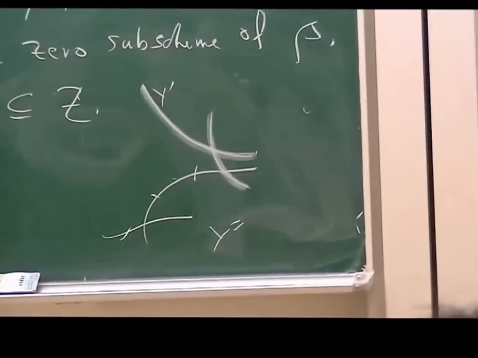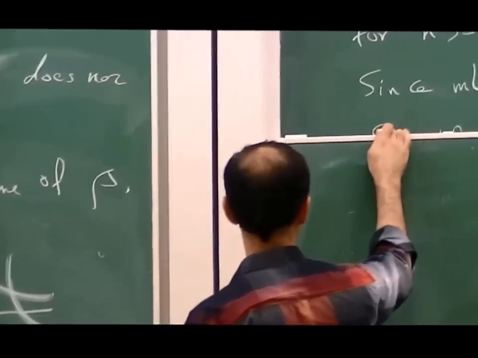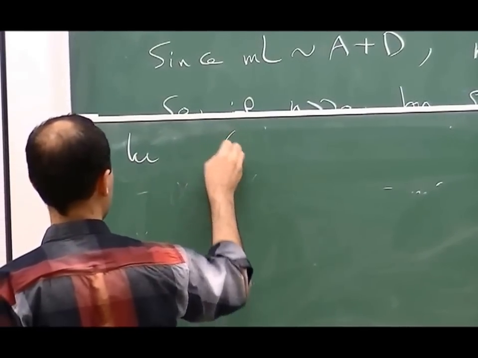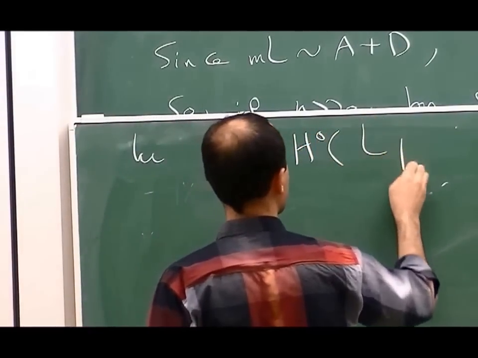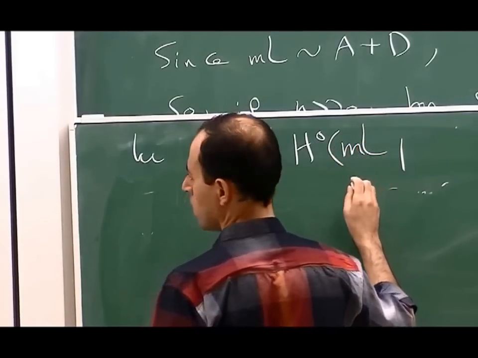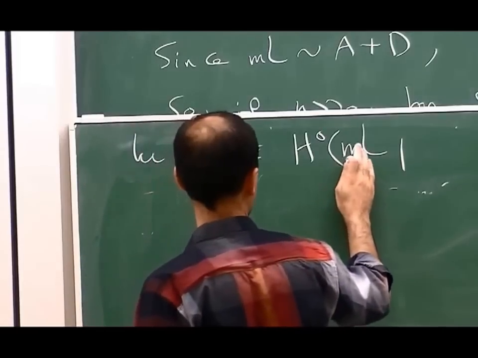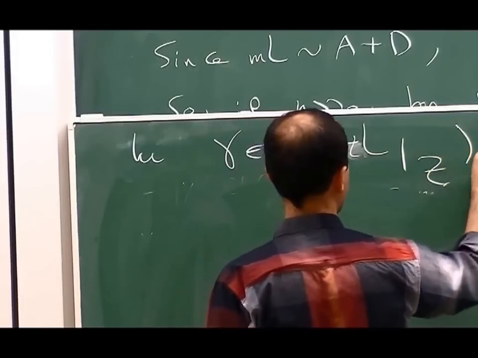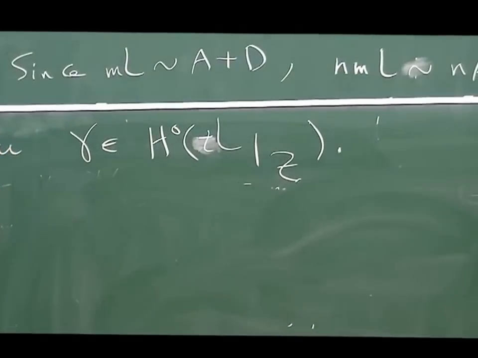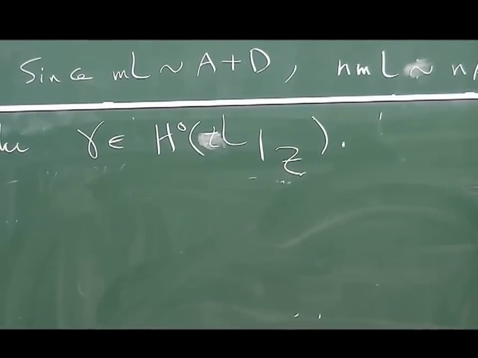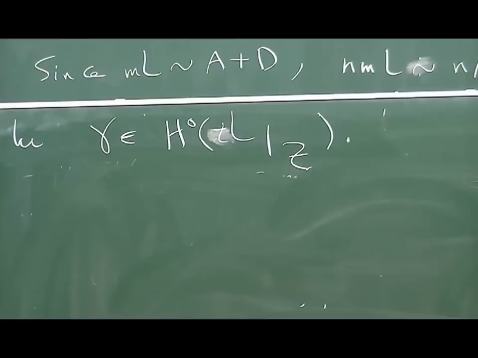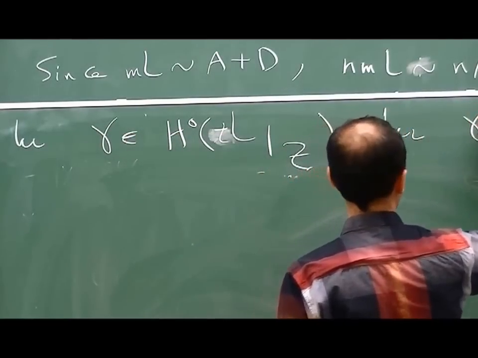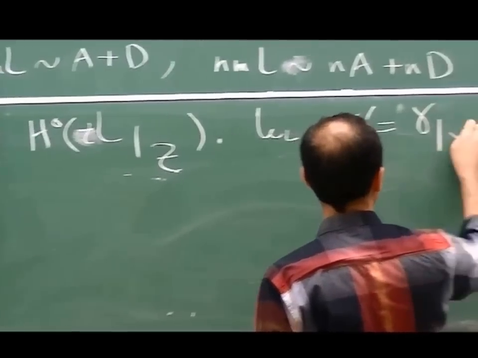Okay, so we know that L restricted to Z is semi-ample, then let's take some section, let's say gamma, of L restricted to Z, some multiple M L. But I already used M, so let's take something like T times L restricted to Z. So because Y prime is inside Z already, then I can restrict this to Y prime, so I'll get the section here. So let gamma prime be the restriction of gamma to Y prime.